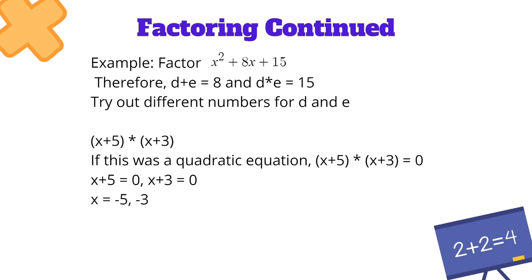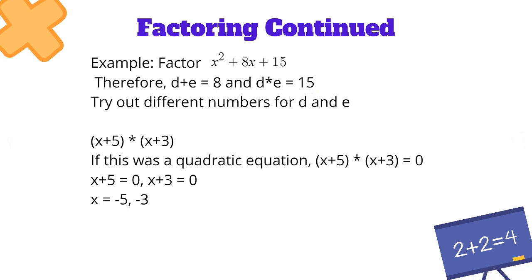And as I mentioned before, we have to find d and e such that d plus e equals this middle term, and d times e equals our final term. And so the way we can do this is we know d plus e equals 8 and d times e equals 15. Now, we can try out different numbers.